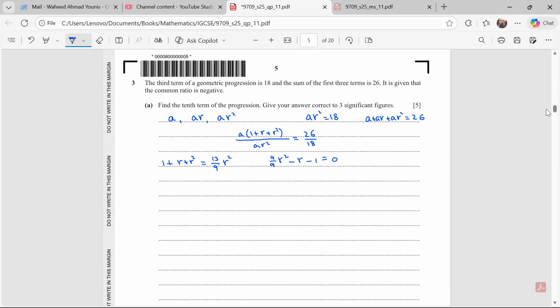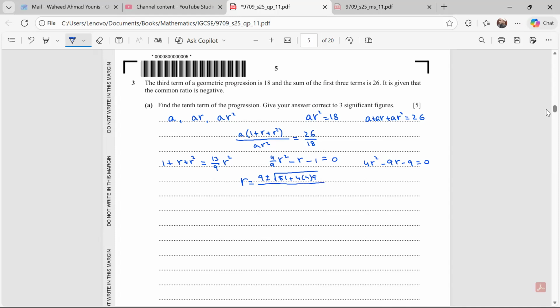Okay, I can multiply by 9 everywhere, so it will become 4R squared minus 9R minus 9 equals 0. Now I have a standard quadratic equation, so let's solve it. R equals minus B, so it is 9 plus minus the root of B squared, 81, minus 4 into A into C, which is minus 9. So this will become plus, and this is 9, and divided by 2A.